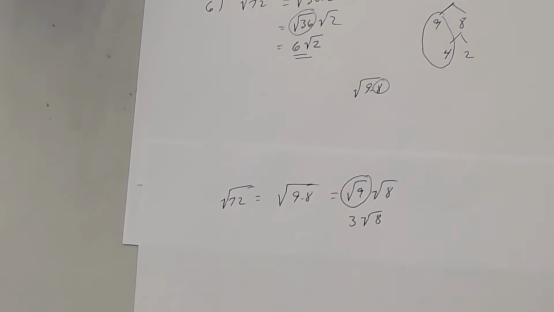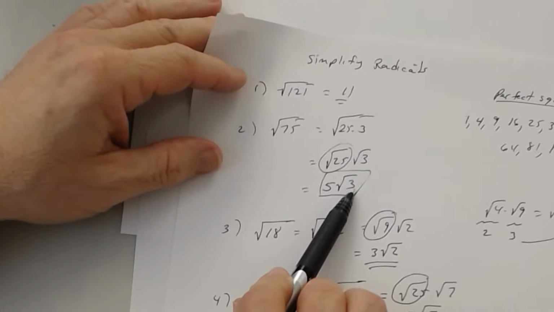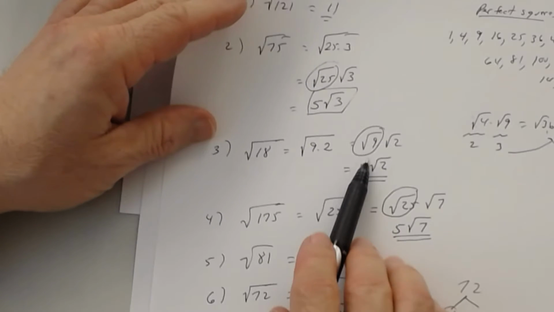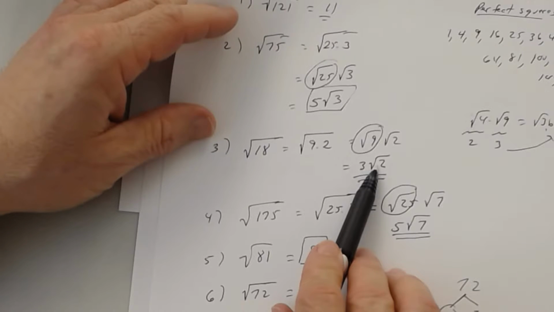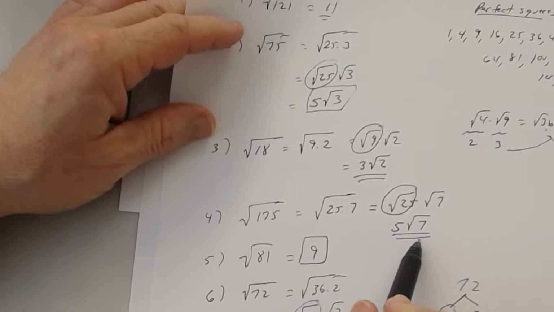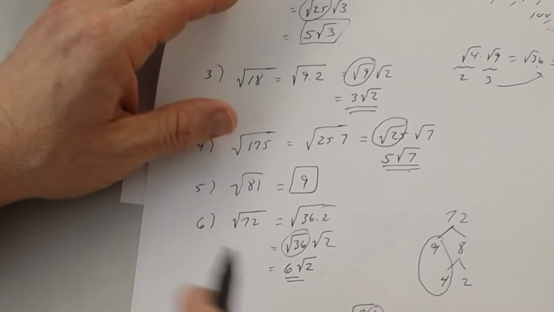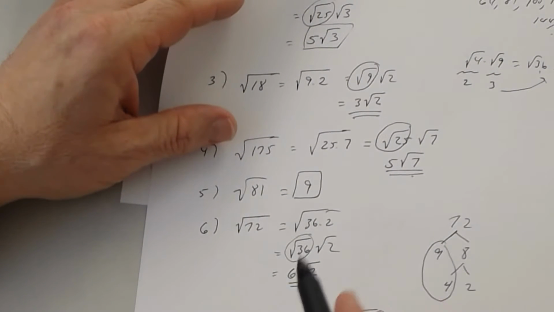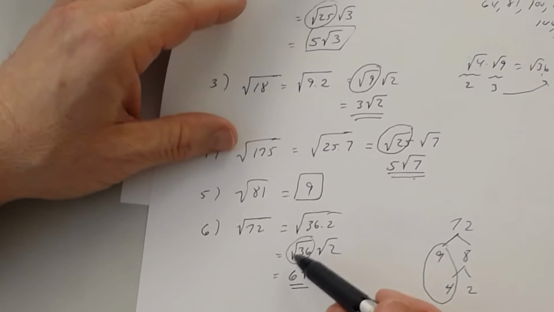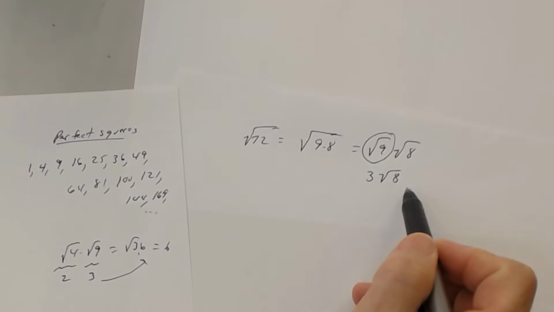Now you see, in the ones we've done before, we always stopped. Once I said 5 square root of 3, I stopped and said that was the answer, right? I said 3 square root of 2, and I stopped. I said 5 square root of 7, that was the answer. I said 6 square root of 2, that was the answer. Don't get into that mindset that once you simplify one part, you're done. Here, 3 square root of 8, you would probably say that's the answer, but it's not.